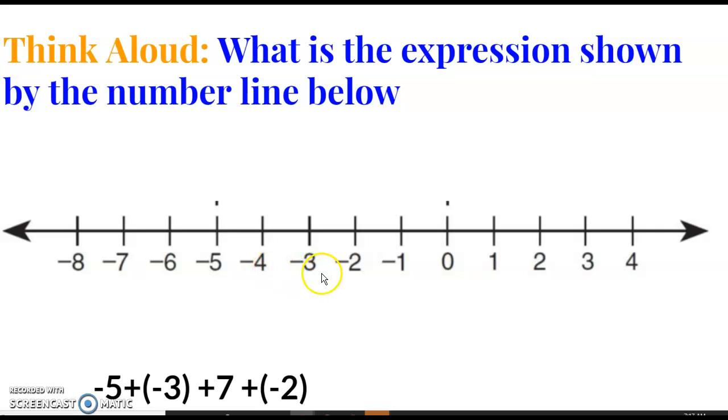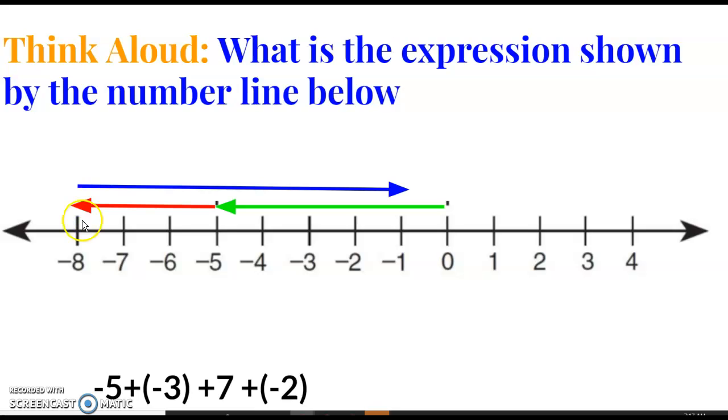We start at 0 and move from 0 to -5. From -5, we move over 1, 2, 3 to the left, and we land on -8. From -8, we move over 1, 2, 3, 4, 5, 6, 7 to the right, and we land on -1.